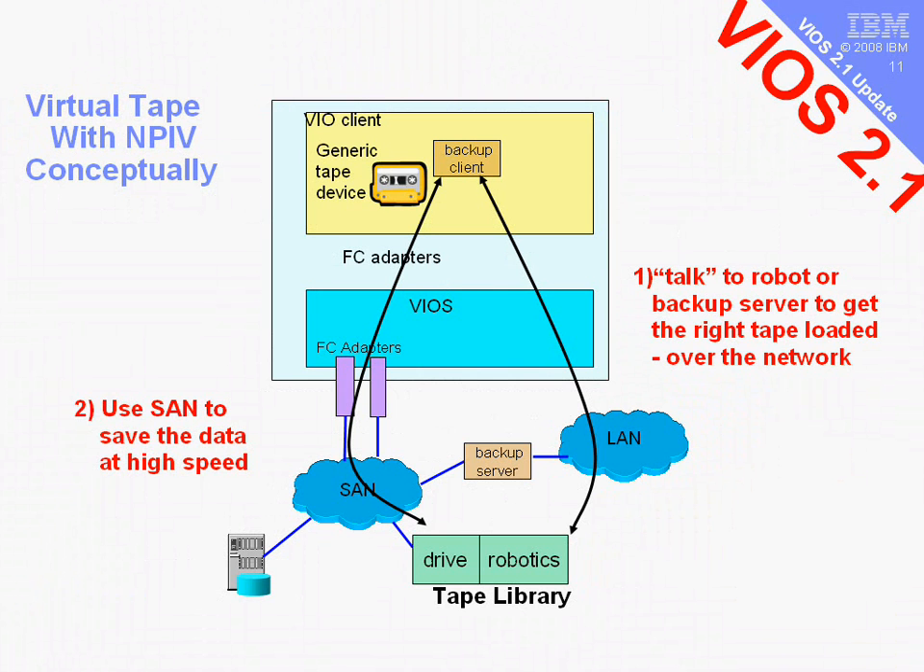Typically these will operate by the back-end client software talking over the network to the tape library to get the right tape installed into the server. And then we want to do a Fiber Channel backup, and because we're NPIV and the client understands directly what it's talking to, we can now do a SAN-based backup at high speed to the tape drives.